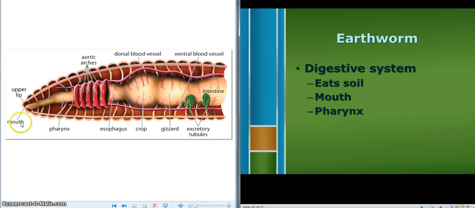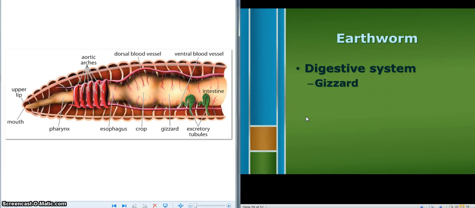Mouth and pharynx. So once the food goes into the mouth, it will be pushed down to the pharynx. From the pharynx, we see it going to the esophagus, where it is carried to the crop. Here we have the crop. We have it passing from the mouth to the pharynx, through the esophagus, and then the crop. The crop is really just preparing the food for the gizzard. It's acting like a swollen digestive tract here.